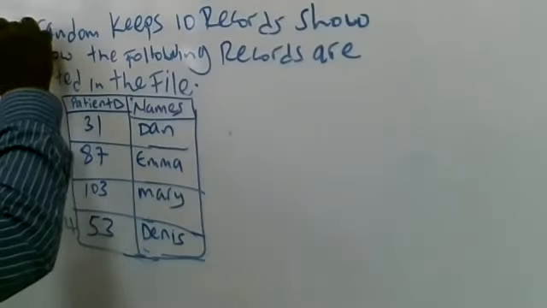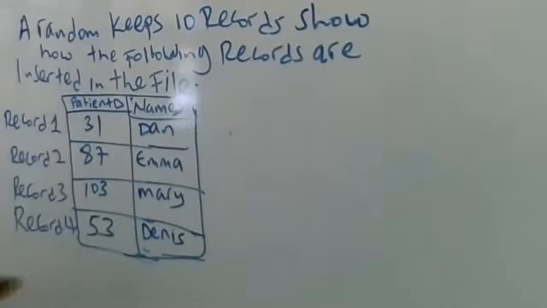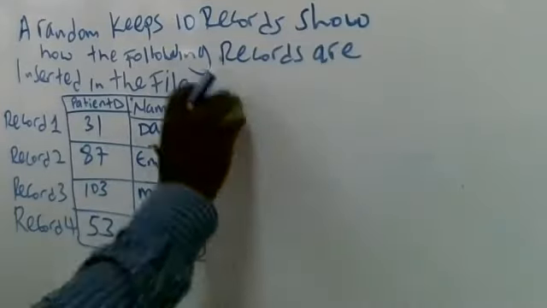So this is a question we have been given. A random file keeps 10 records. Show how the following records are inserted in the file. So here I'm beginning to write the answer.